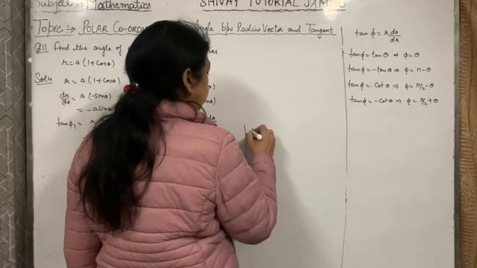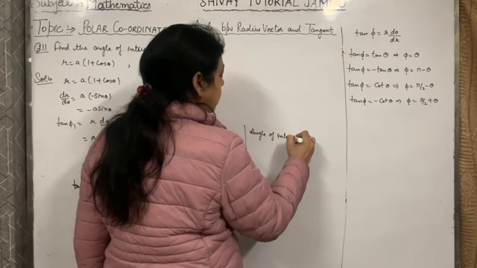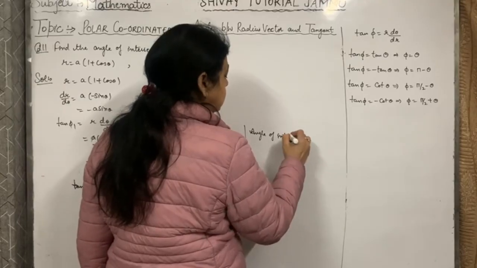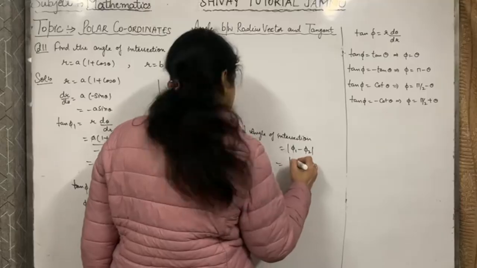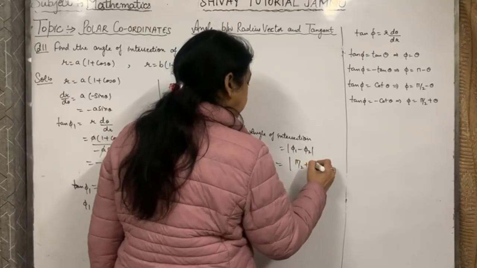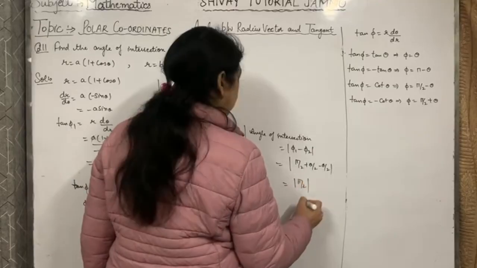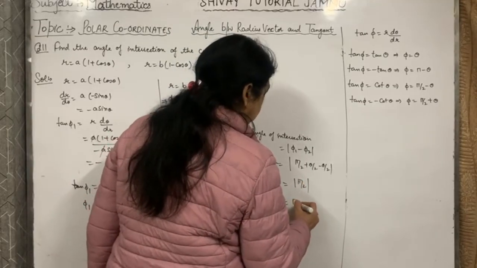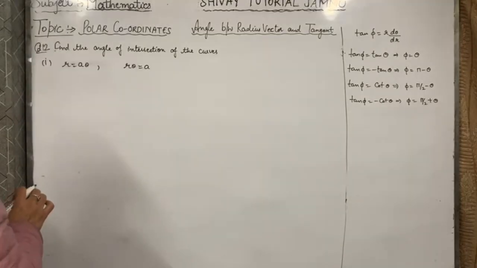The angle between curves, the angle of intersection, is phi 1 minus phi 2. Pi by 2 + theta by 2 - theta by 2, that is pi by 2. Then the curves are orthogonal, or you can say the curves are perpendicular.